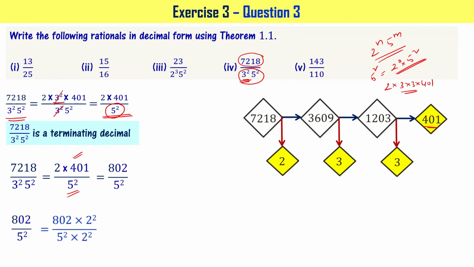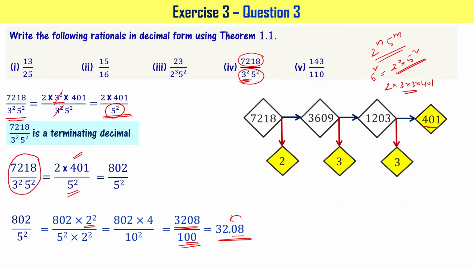802 times 2 square divided by 5 square times 2 square, right? That can be written as 802 times 4 divided by 10 square, that is equal to 3208 divided by 100. 2 zeros here, that's why you put the dot after 2 digits from the right, 32.08. So the answer is 7218 divided by 3 square times 5 square is 32.08. We could do this with the help of theorem 1.1, right?